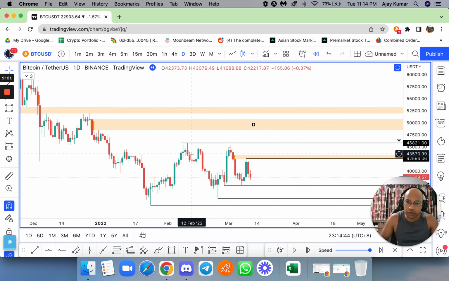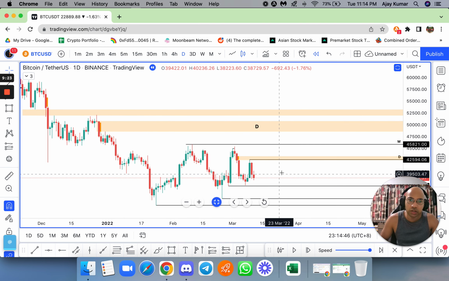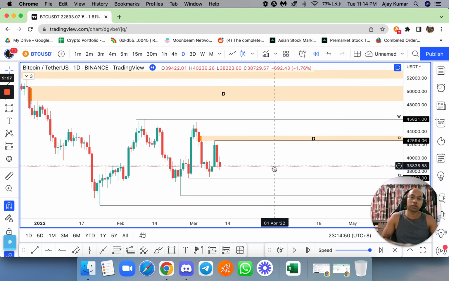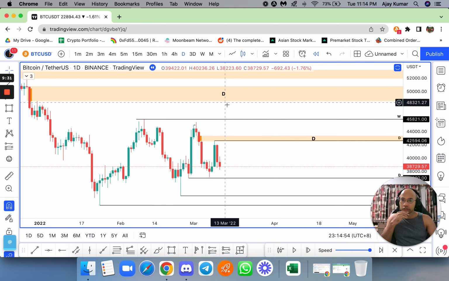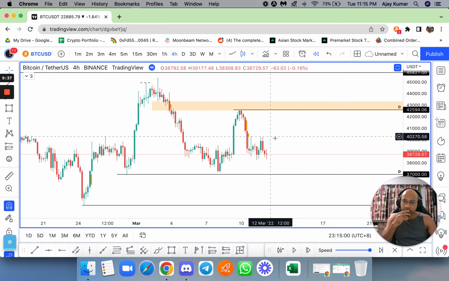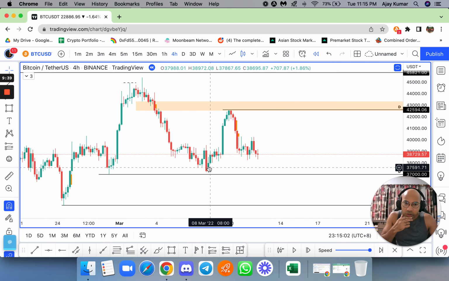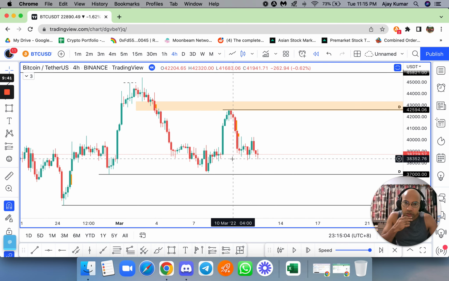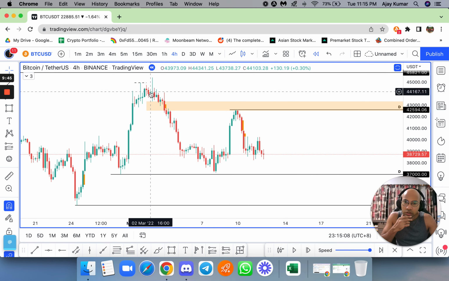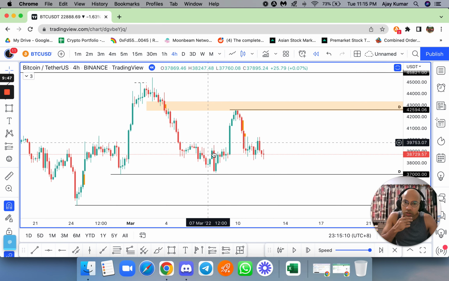Any other thing I want to mark out? Nope, I don't feel like. Okay, so yeah, this is our charting on the daily chart. Now let's go on to the 4-hour chart. Okay. Any order blocks? No order blocks here. No order blocks here. No order blocks on top. No order blocks.